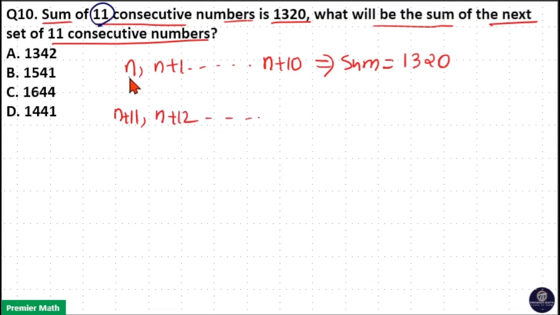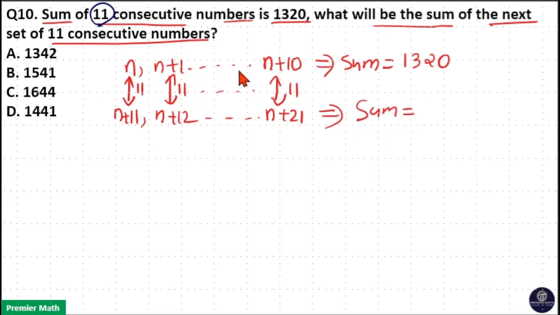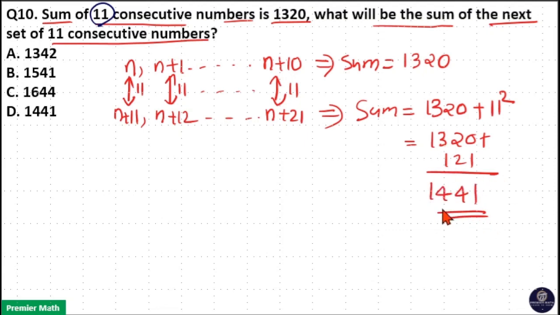Here, you can see difference between n and n plus 11 is 11. Same way, difference between n plus 1 and n plus 12 is 11. So, this will go on. Now, difference between n plus 10 and n plus 21 is also 11. Now, you can see sum of first set of 11 numbers is 1320. Now, in the next set, 11 is added 11 times. So, 11 into 11, that is 11 square. So, sum is equal to 1320 plus 11 square, and 11 square is 121, which is equal to 1441. So, option D is your answer.